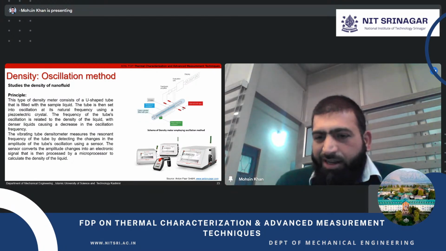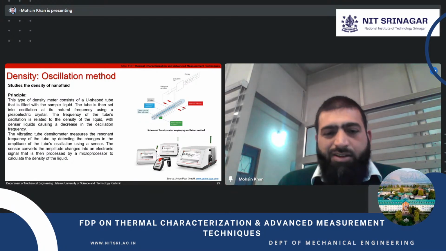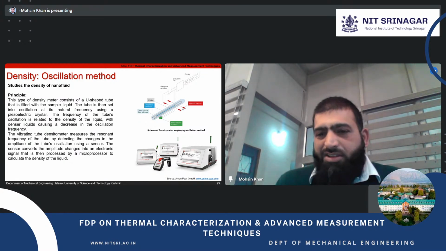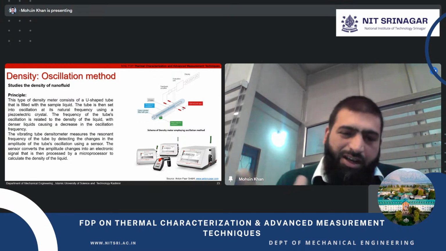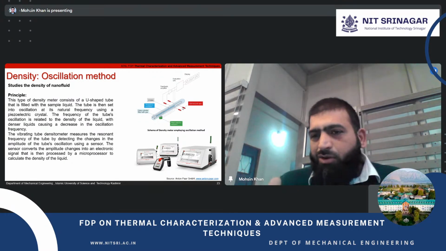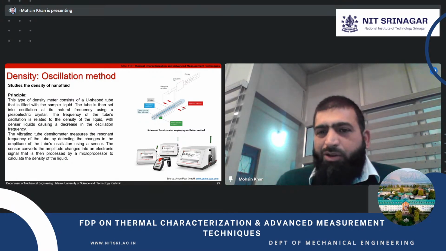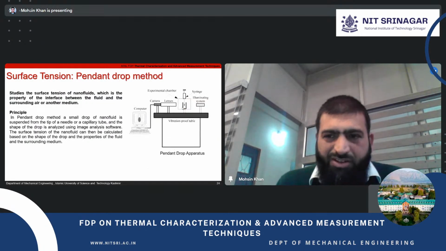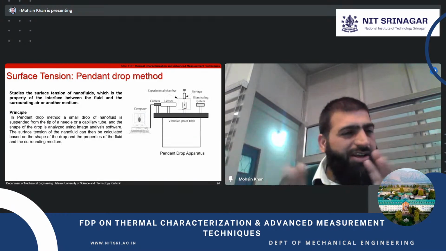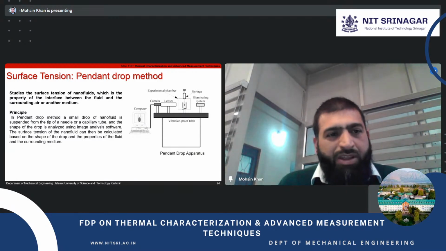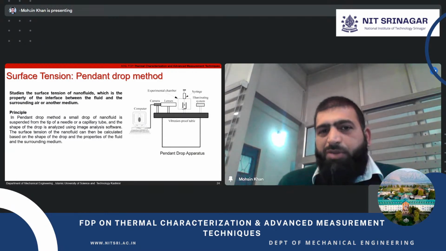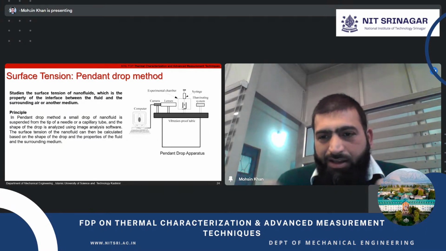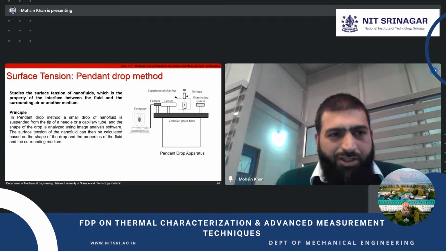This is again an Anton Paar tabletop and handheld density meter. We also have a temperature sensor with it. Since density depends upon the temperature, we get an idea about the density at a particular temperature. Surface tension, again, is very important, with very good applications. We use the pendant drop method to measure the surface tension in a nanofluid or in any application for that matter.